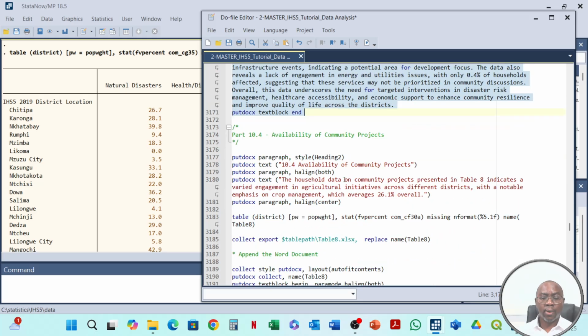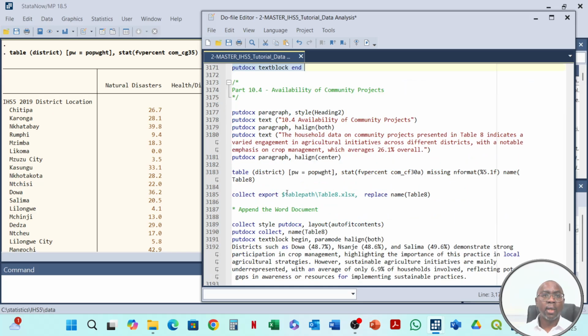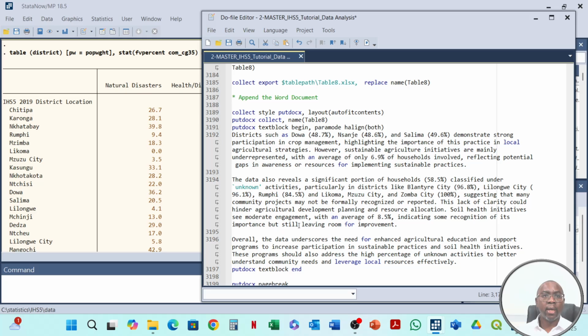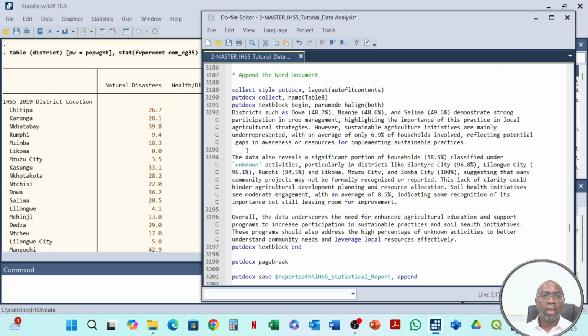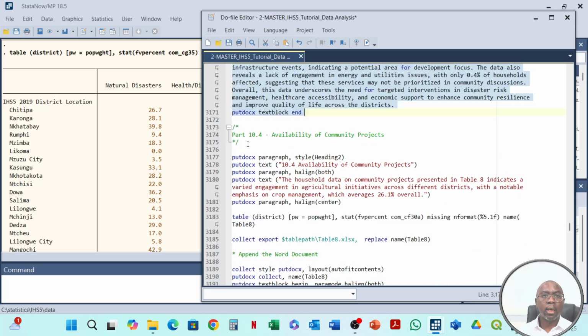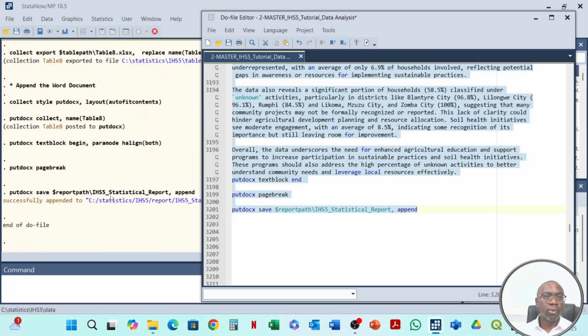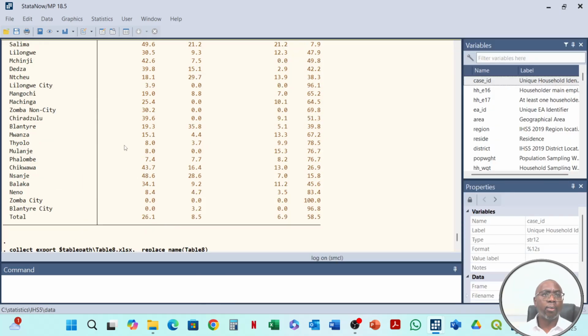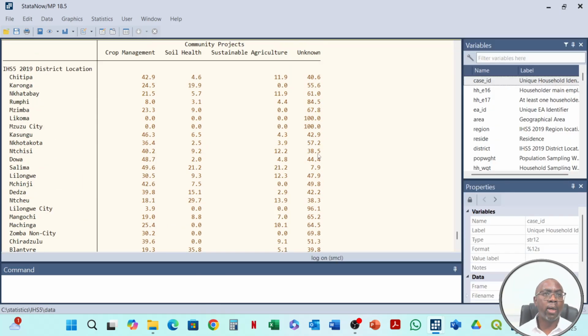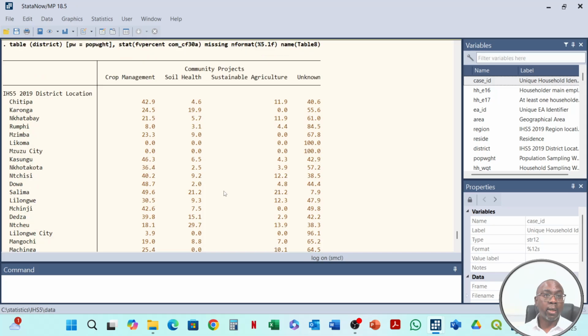Then lastly, we're going to look at availability of community projects, and then also do the analysis and then append the analysis to the table, right? And then we're just saying here we run it. Let's just run it, and then of course we're closing the document here. We should now be able to append those results to our Word document that we've been creating during this course.